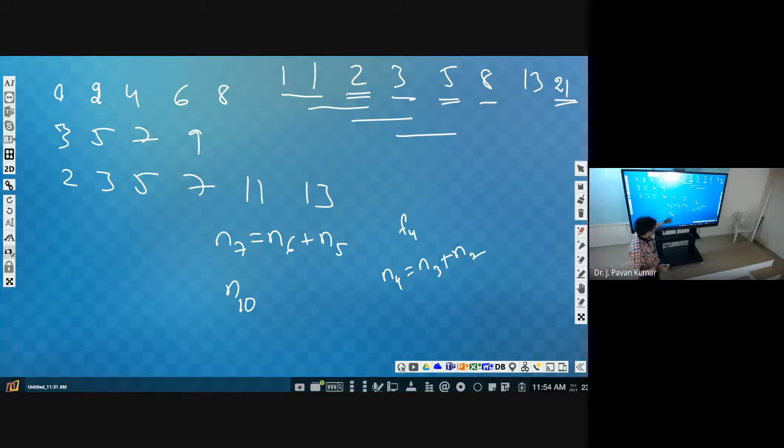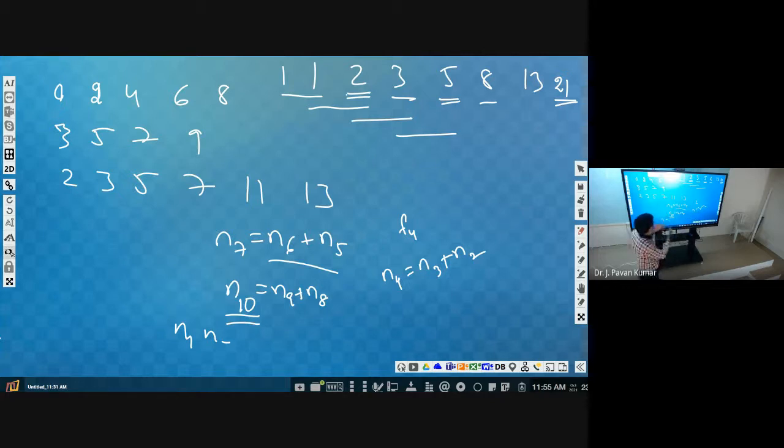See, we wanted to calculate the 10th number directly. One way is going from n1, n2, n3, calculating all these, then we can get n10. The other way, of course, is substitution. n10 is n9 plus n8. How will we calculate n9? n8 plus n7. Next, n8 is n7 plus n6, and so on. These also we calculate by using the same formula, isn't it?